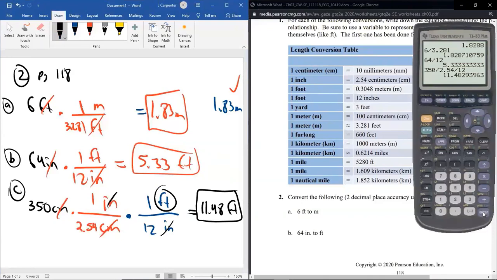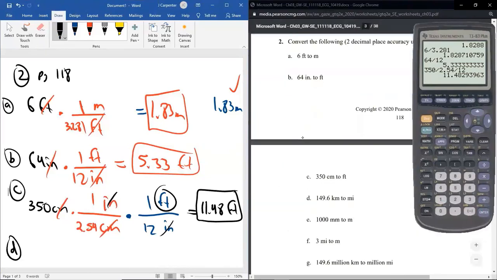And I think this answer makes sense. 350 centimeters, a centimeter is a smaller unit of measurement than a foot. A foot is definitely bigger than a centimeter, so it'll take more centimeters to make less feet. Same thing up here, 64 inches. Inches are smaller than feet, so there should be more of them than feet. Feet are smaller than meters, so the answer in meters should be smaller as well. All right, D.